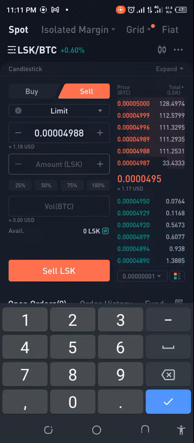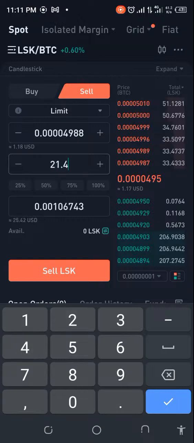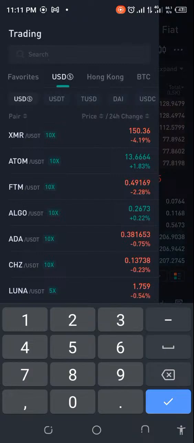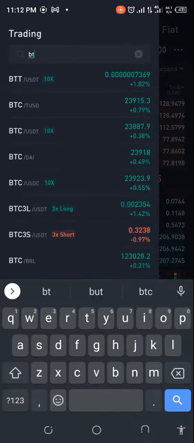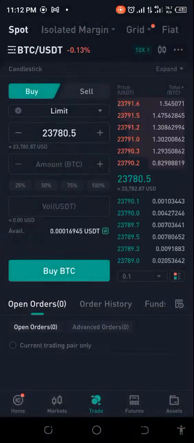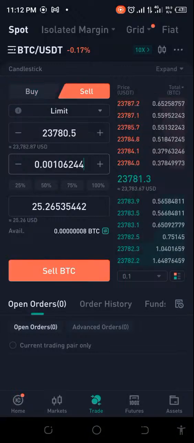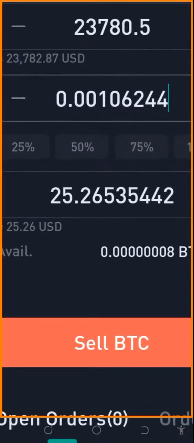because don't forget there will be charges for the trade and also charges for transfer. So let me just remove 0.2 from that, and I have 21.4, because let's say it was 21.3. Now, would I make a profit? It's very possible, because if I copy this, right, don't forget there will also be transfer fees. If I cut that and I go to BTC, USDT, and try to sell it off, you can see right here it will be 25.26.